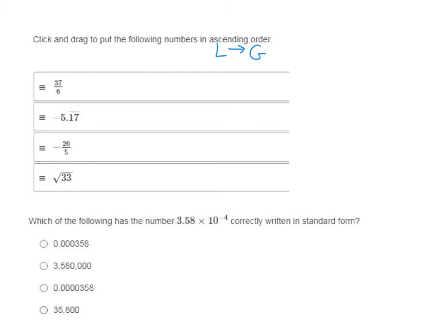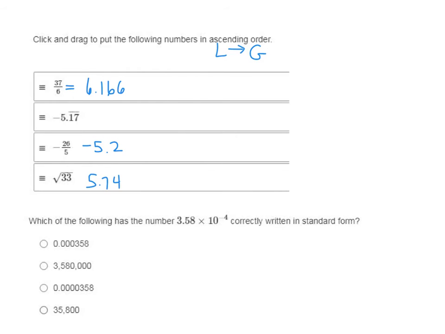So this would have been my least, and this would have been my greatest down here. But still, if I did that, I would have to convert my numbers. So if I were to divide these, I'd get 6.166. That's already a decimal. This one would come out to be negative 5.2, and this one, 5.74.